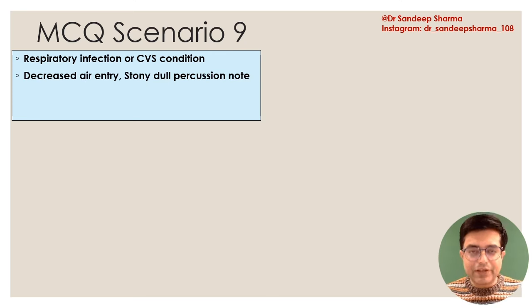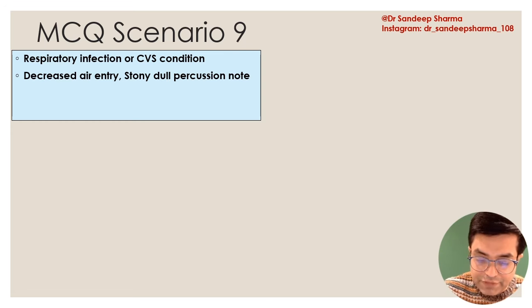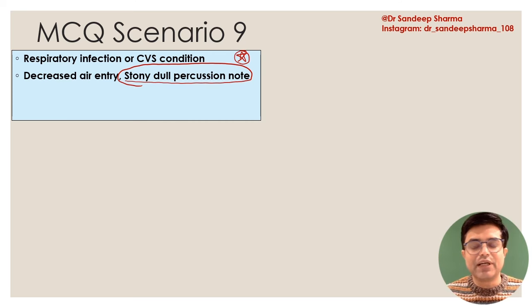And when you examine the patient, there will be decreased air entry and a stony dull percussion note. This is a very, very useful clue. Stony dull percussion note. In all the case-based MCQs asked in FMG as well as in the NEET PG exam, where the case is talking about fluid collection in the chest, they use the words stony dull percussion note.